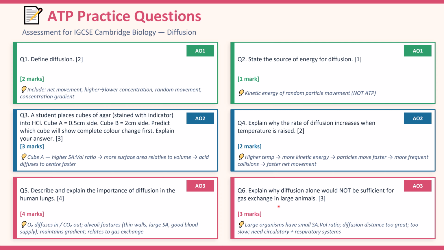Question 6: Explain why diffusion alone would not be sufficient for gas exchange in large animals. This is from Assessment Objective 3. It carries 3 marks. The answer tip: large organisms have a small surface area to volume ratio, the diffusion distance is too great, too slow, so they need a circulatory plus respiratory system.